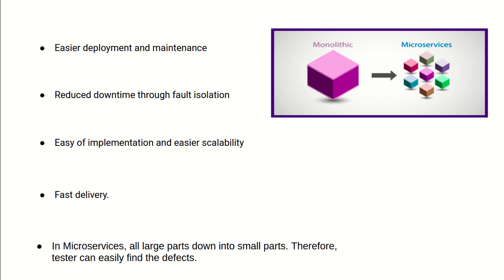And for scalability, with performance testing, we can test microservices easily. There are many tools for performance testing like Gatling, JMeter, and so on. And for fast delivery, we can go with the CI/CD pipeline, and with the help of this, we don't need to wait for other modules, and we can schedule our jobs on a daily basis. And with the help of scheduled jobs, we can perform fast delivery. And in microservices, all large parts are broken down into small parts, and the tester can test easily and find defects earlier.